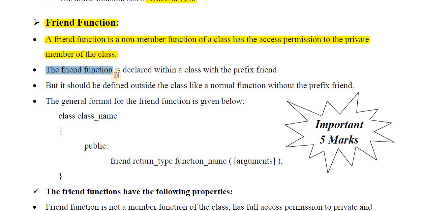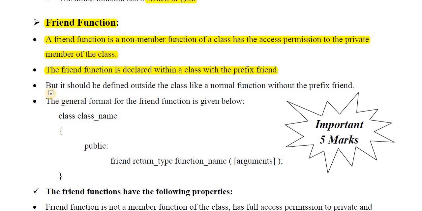Then a friend function is declared within a class with the prefix friend. Means friend function is just declared inside the class using keyword friend. So it is just declared, it is not defined in the class. Not defined means friend function body is not written inside class. Always friend function body is written outside the class body. So this is about this point.